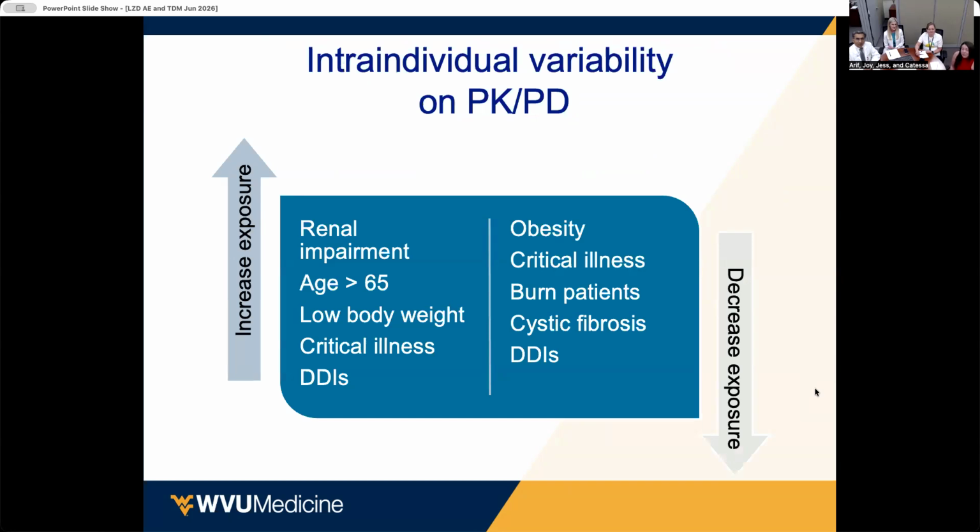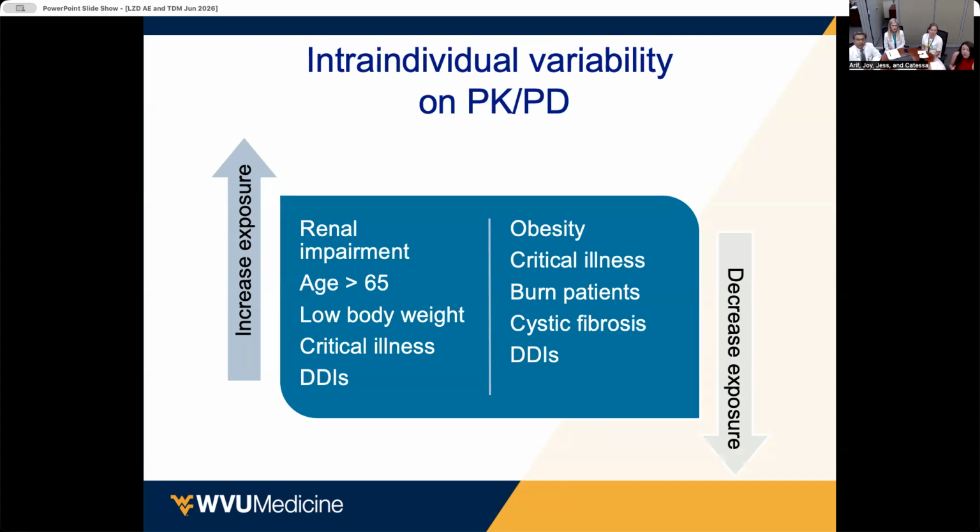So next slide. There's a ton of intra-individual variability in PK and PD with linezolid. It is not one size fits all, despite that very labeled 600 Q12 dosing. So a few things can increase exposure with linezolid, and that's renal impairment, specifically acute kidney injury, or we see this a lot in our end-stage renal disease patients, particularly on intermittent hemodialysis, elderly patients, patients with low body weight. Critical illness is actually one that can increase or decrease exposure.